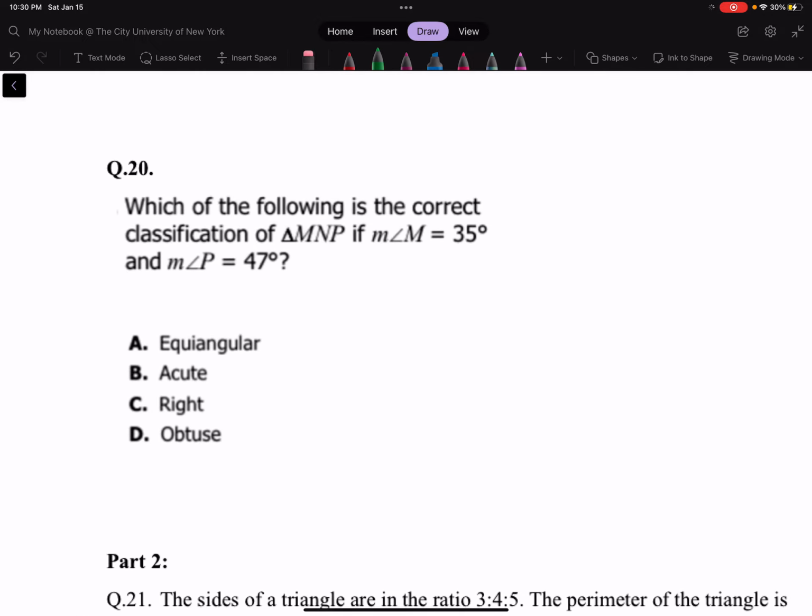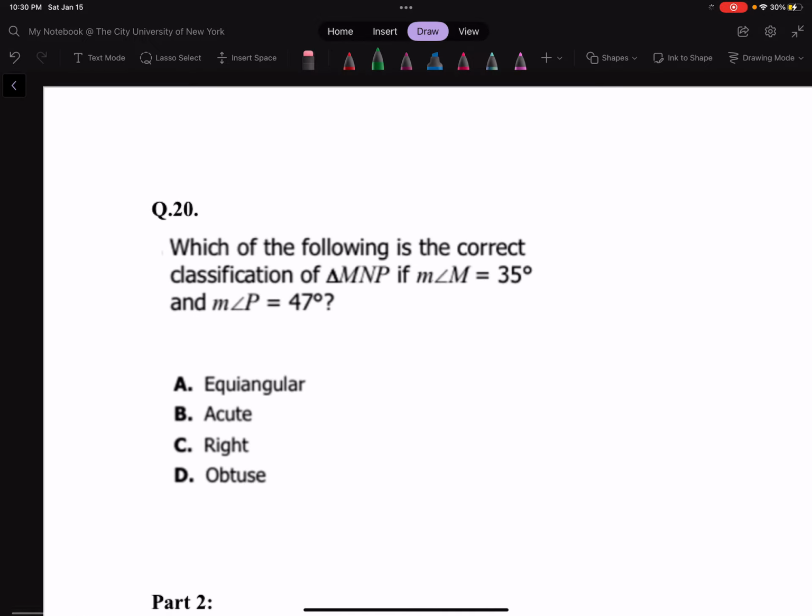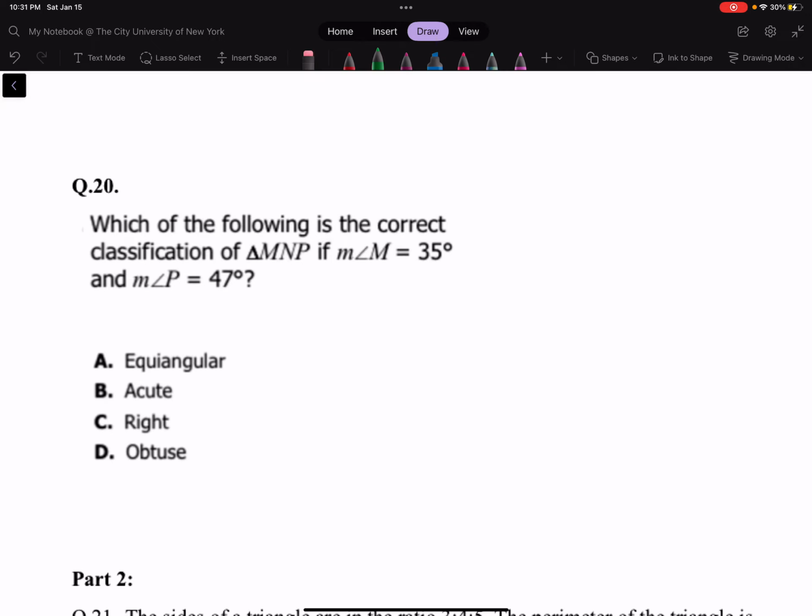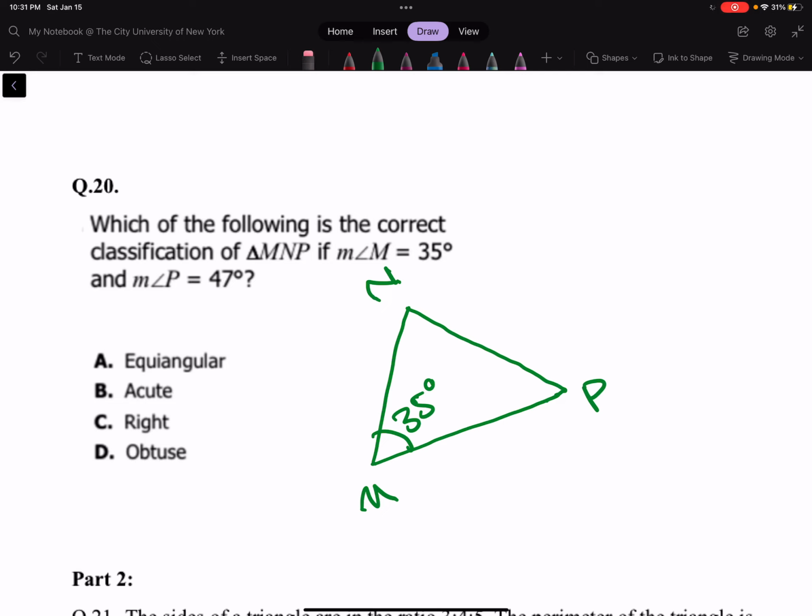And then once you go for this, which of the following is the correct classification of triangle MNP? So it's always good to draw the triangle. So let's say we draw the triangle. Let's say this is M, this is P, and this is N. So you know M is given as 35 degrees and P is given as 47 degrees.